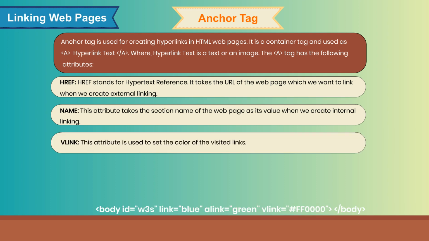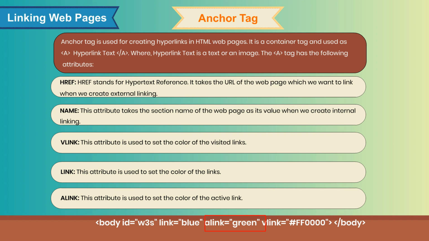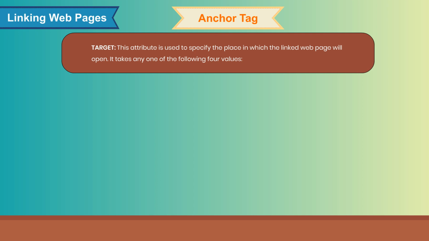VLink. This attribute is used to set the color of the visited links. Link. This attribute is used to set the color of the links. ALink. This attribute is used to set the color of the active link. Target. This attribute is used to specify the place in which the linked web page will open.